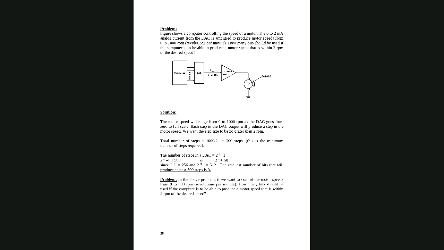If I have 500 steps, how can I get 500 steps? From 9 bits, because 2 to the power 9 will give me 512. 8 bits will give me 256 steps, but I need 500 steps, because 1000 divided by 2 rpm step size is 500 steps.